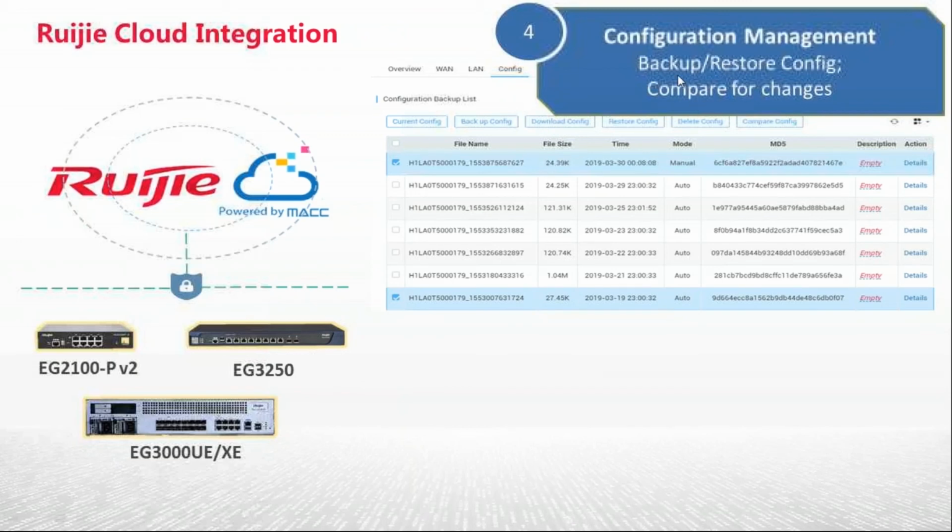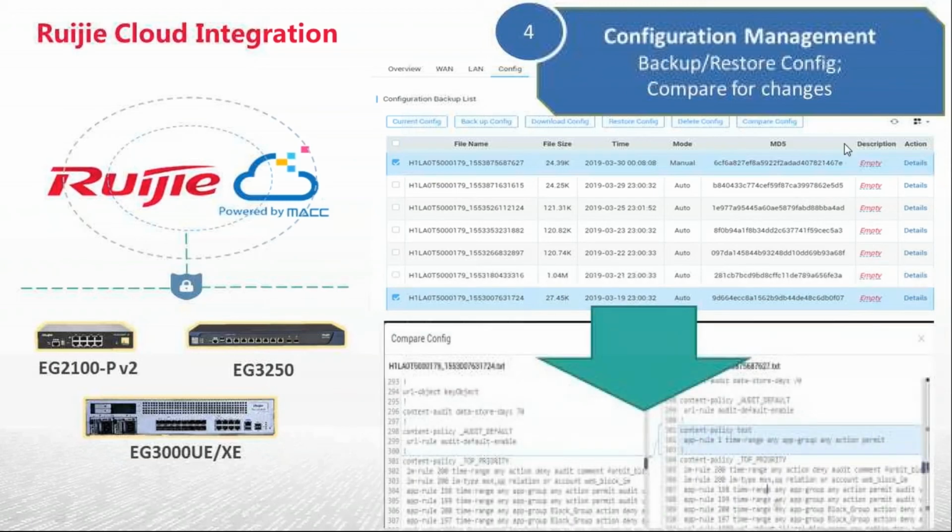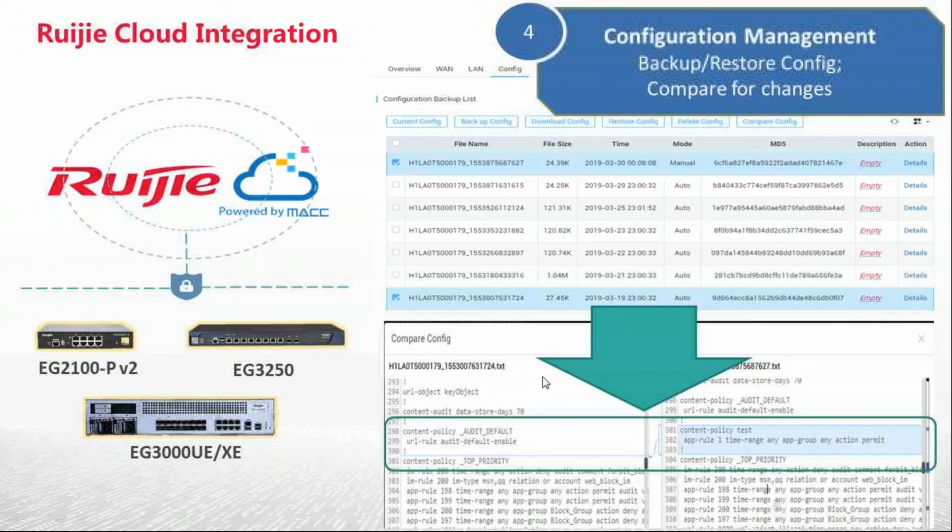For configuration and management, you can back up the configuration, restore the configuration, and also compare the changes in our Ruijie Cloud for this security gateway. So if anything happens to your EG, if your EG is faulty, you take a new one and restore the configuration. Everything is very simple and managed by the cloud. At the bottom here is the compare function, so you can compare two configurations to see what has changed. This can be done in our Ruijie Cloud.